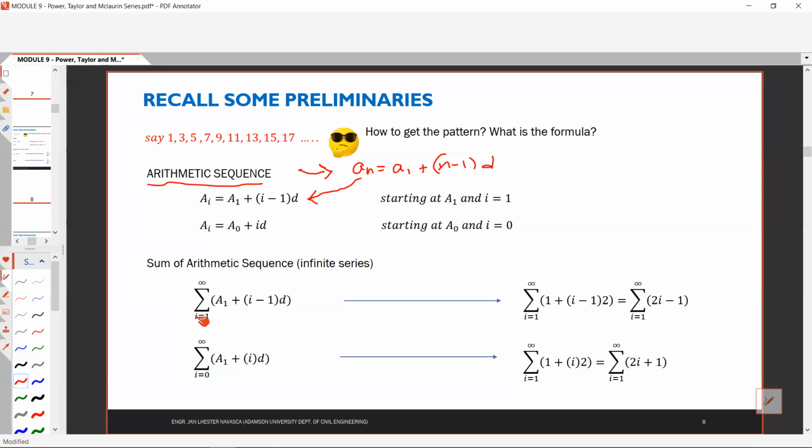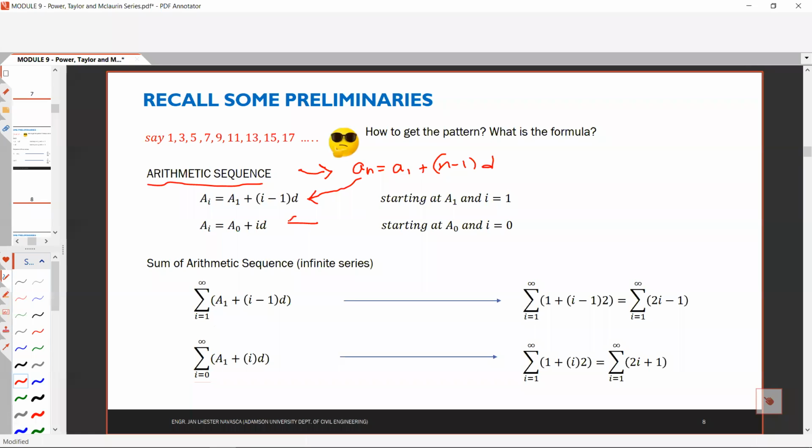Ang mangyayari lang if mag-a-adjust ka lang ng polynomial function mo or yung power series mo. Okay? Oh, so ganito 'yon. You will start at i equals to 1 or you can start at i equals to 0. Anything. Pwede ka rin mag-start i equals to 2, i equals to 3. Ikaw bahala. Basta all the terms must be satisfied. Okay? Next is this one. This formula is starting at i equals 0 and i is equals to 1. Okay? So that is the formula.